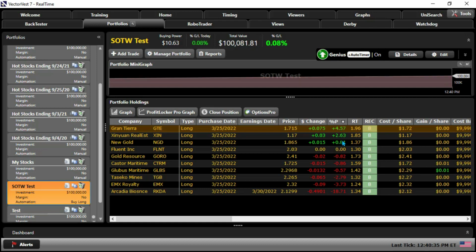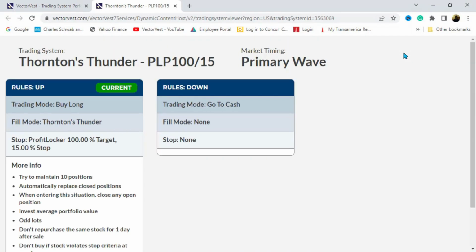I can go into the details, and from the details again, this one is using trading long. It's using the primary wave, so it's a faster timing signal. The fill mode is Thornton's Thunder. The profit locker is going to be 100% target with a 15% stop. And when we get a down call, this automatically goes to cash.